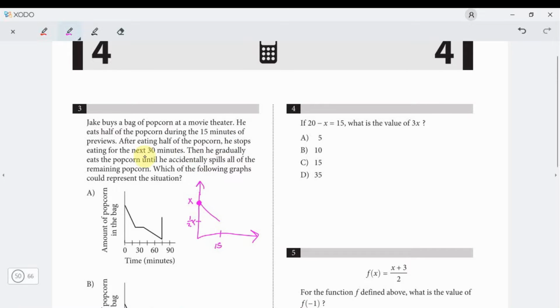Then the next thing it says is he stops eating for the next 30 minutes. I guess the movie starts and he's so intrigued. You know, when you watch television and the person has their mouth wide open, that's Jake, right? And he does that for the next 30 minutes. And then he gradually eats the popcorn until it spills. So he gradually eats it going down again until it makes a sharp, sudden drop and it's finished. So we're looking for a graph that looks like this.